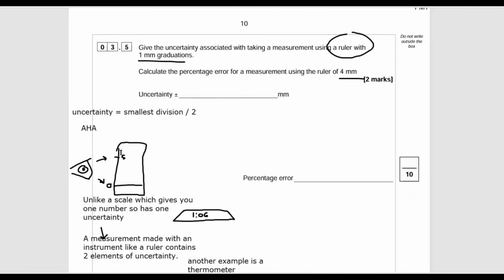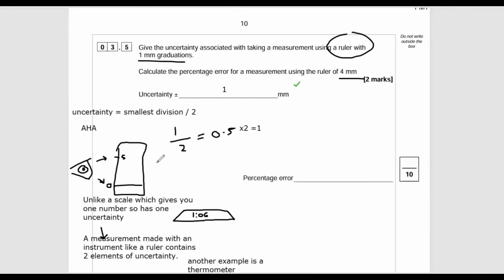You get the idea. So we want to do the smallest division. What was the smallest division? It told us the ruler had 1 millimeter graduation. So 1 millimeter was the smallest. We want to divide that by 2, and we're going to get 0.5. So 0.5 is the uncertainty, but the total uncertainty is times 2, which is 1.